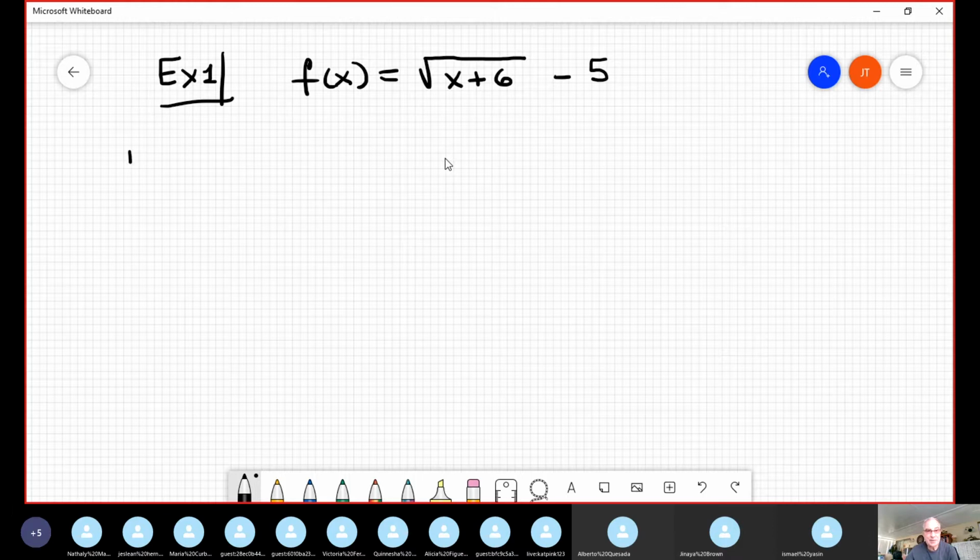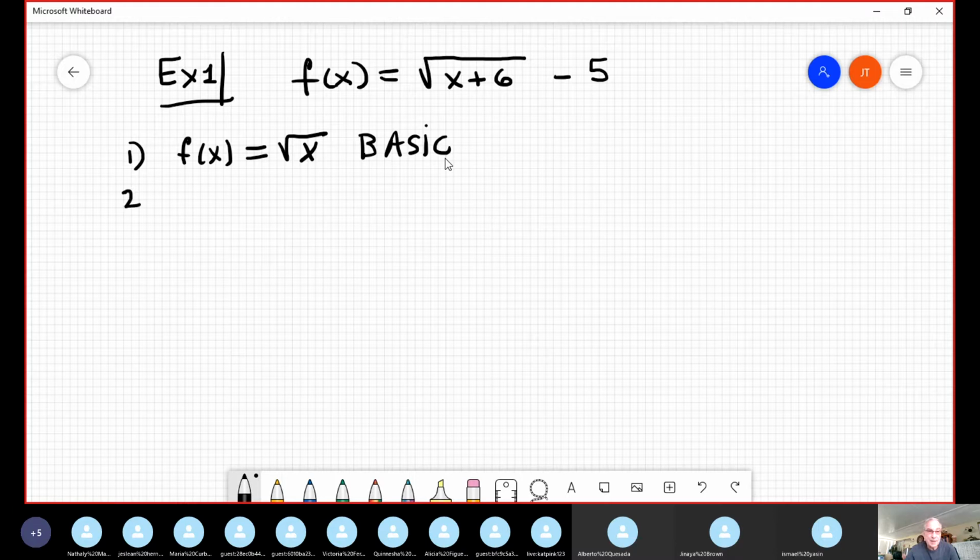Step number 1 is identification. What family of functions that you know from the library of functions of the college algebra does this example belong to? It's easy, because it belongs to the family of the square root function. Remember, this is the basic function. This is the mother, and this is one member of the family, because it involves the square root.